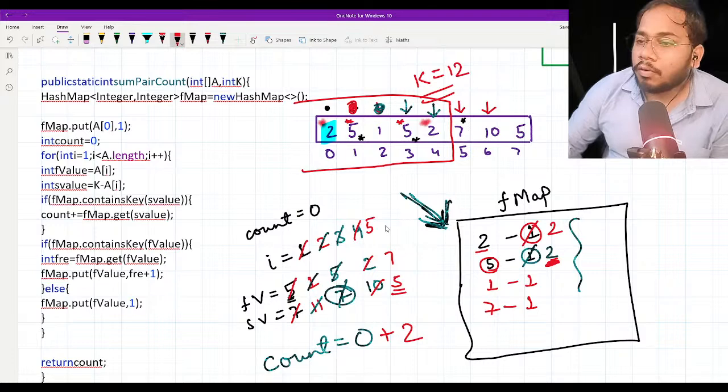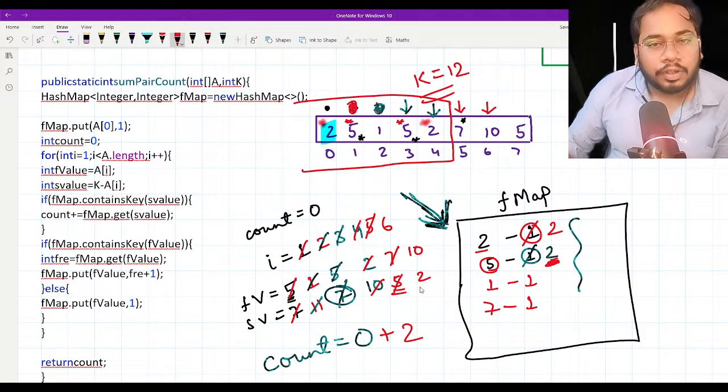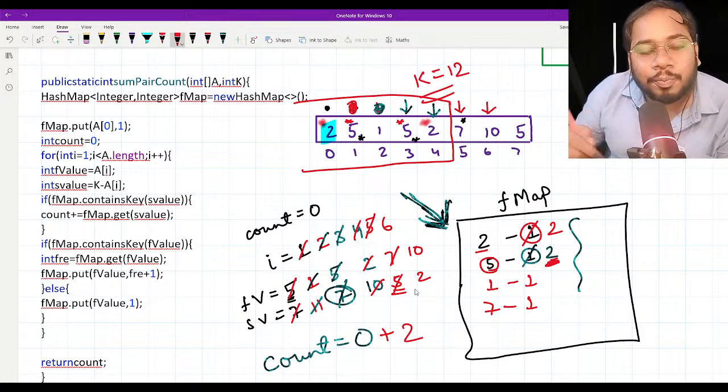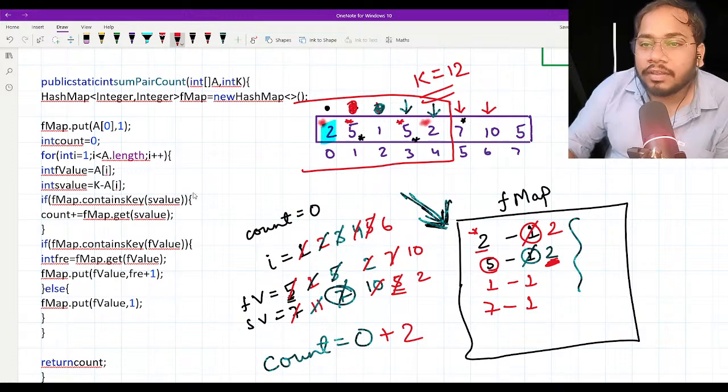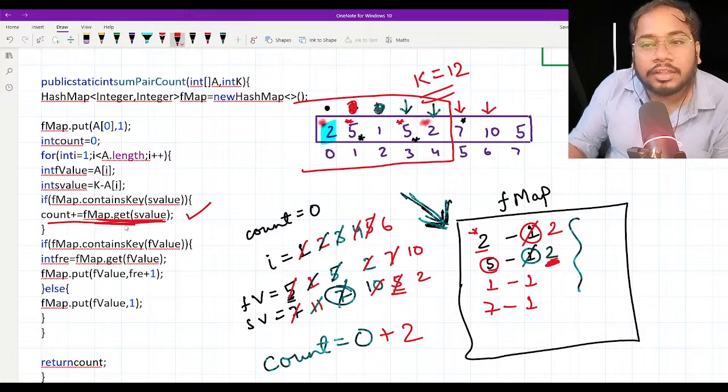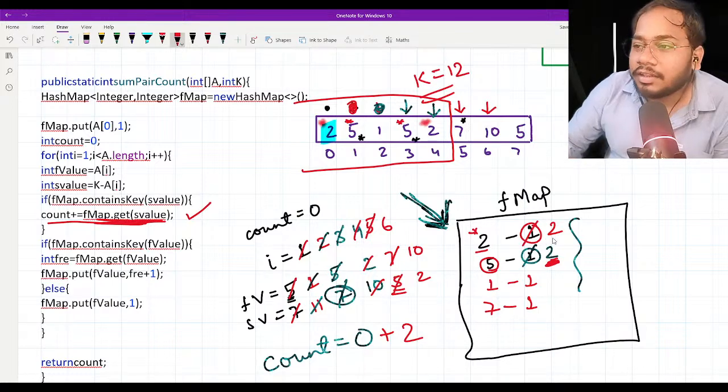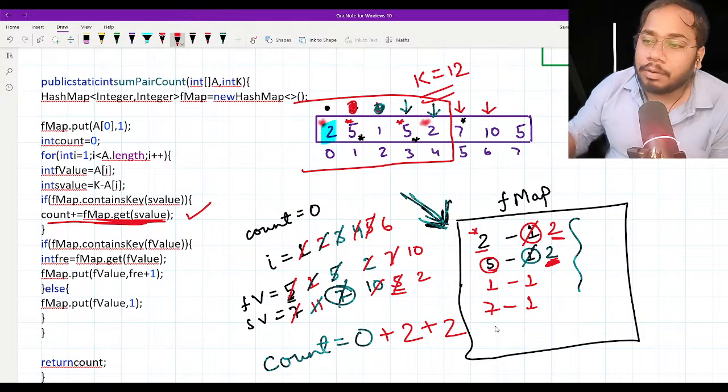Now we will reach here. So now i will be 6. The first value will be 10. The second value will be 2. We will check, is 2 present? Yes, that is present. So we will again go inside. Again we got some lottery value, right? Count will be incremented by the frequency of that element. The frequency is 2. So it will increment by 2 and it will be 4.